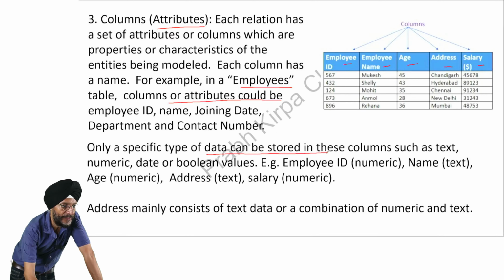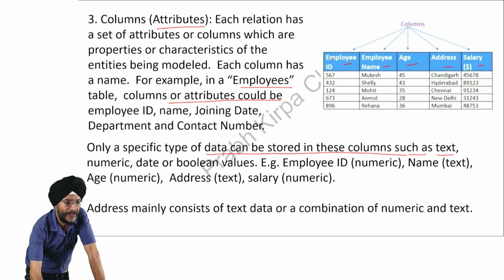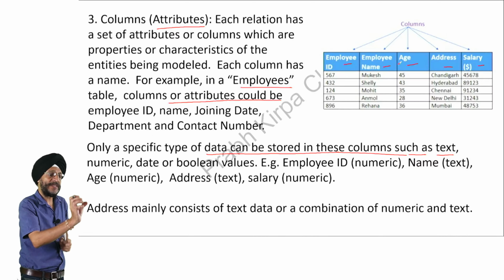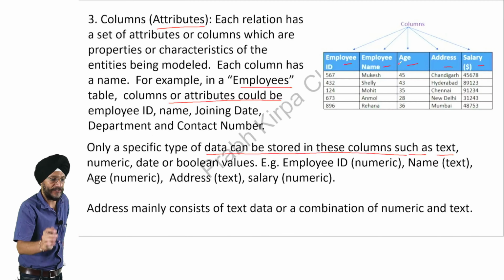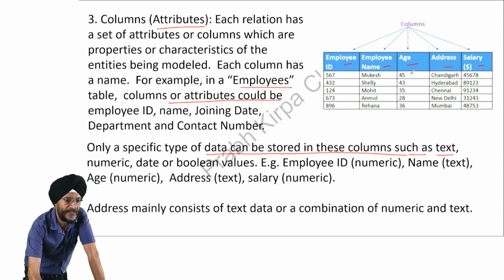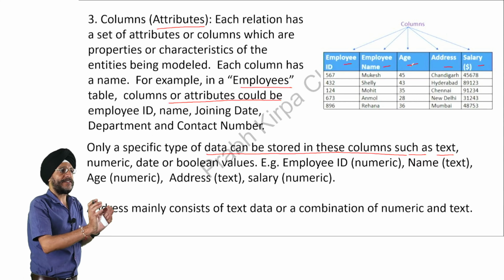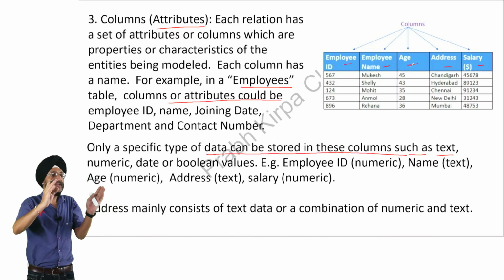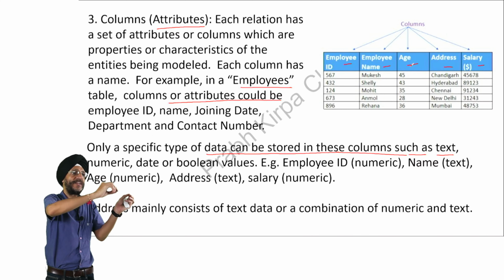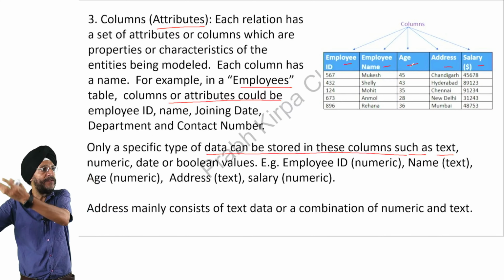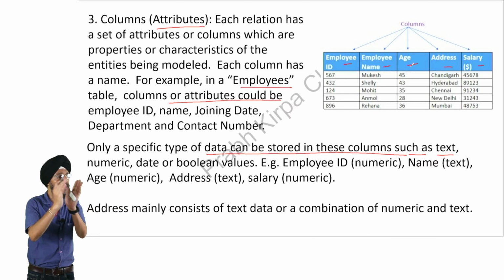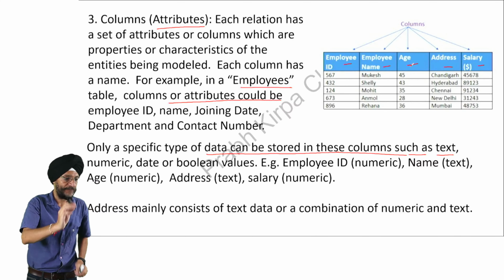Only a specific type of data can be stored in these columns, such as text. For example, here you can see that in the case of employee ID, numbers have been given. In the case of name, we are not writing 1, 2, 3. We have specific names, Mukesh, Shelly, Rohit, etc. In the case of age, we are writing the completed years. We are not writing the date on which he was born, 1st Jan, 1970 or 2nd Feb, 1982. We are not writing in this way. We are writing only the completed age in years.